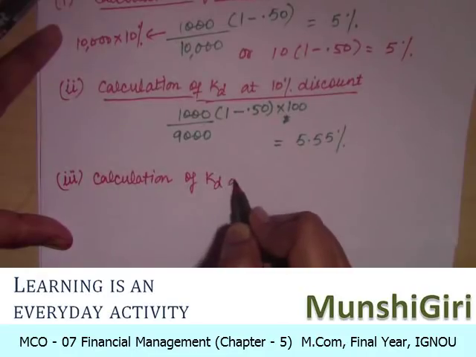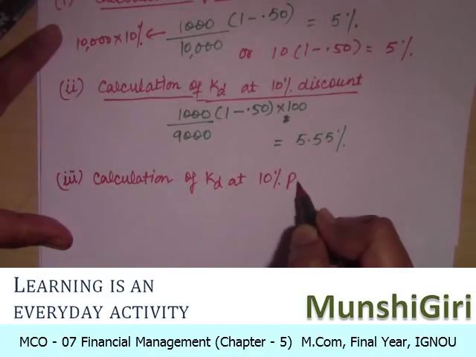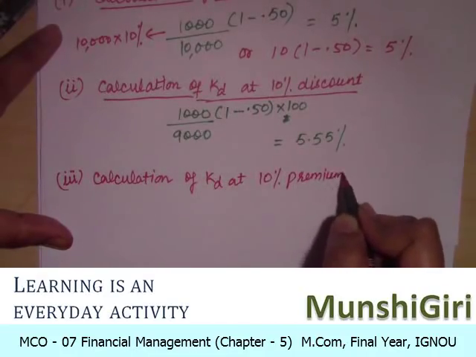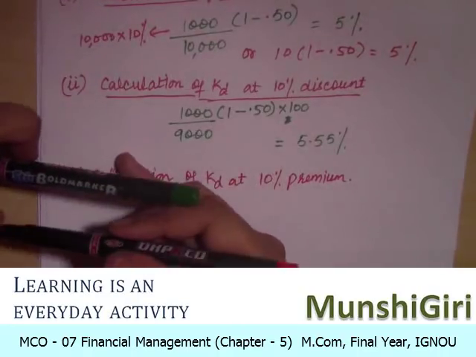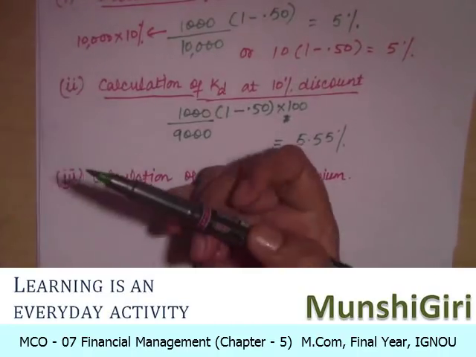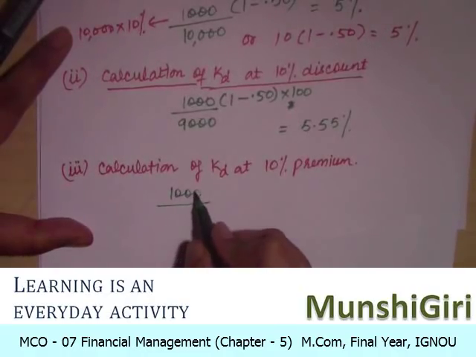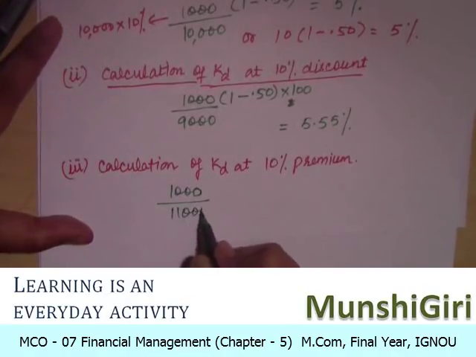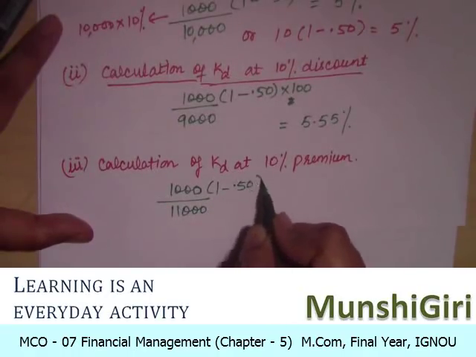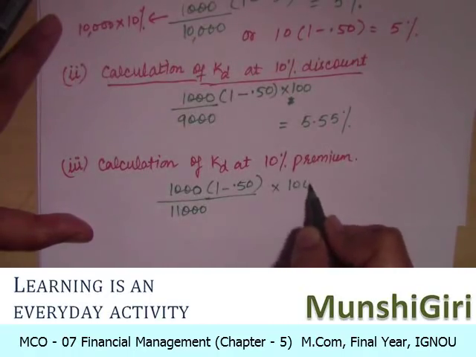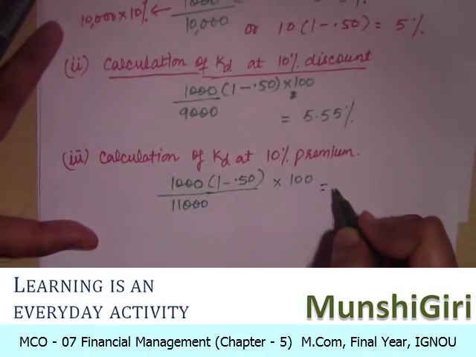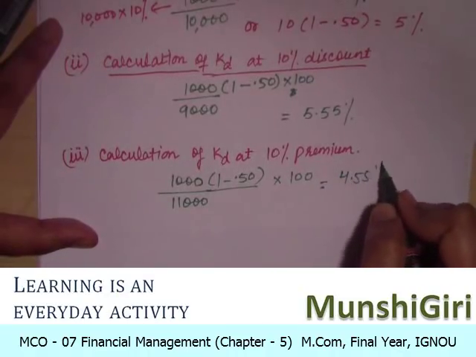Calculation of KD at 10% premium. So the net proceeds in this case will change to 11,000. However, the interest payment will remain the same at 1000. So the cost of debt in this case is 4.55%.